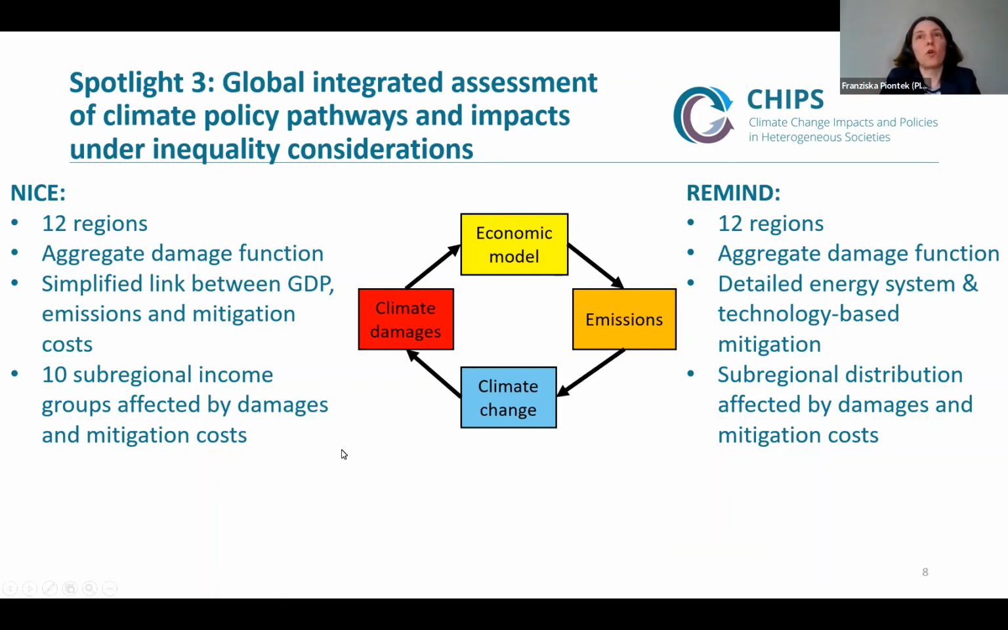But then we also want to close the loop of looking at the effect of these emissions on climate change, on the damages, and how that again feeds back into our socioeconomic system. So that's what we call integrated assessment. And we now bring in the component of distributional effects on the mitigation side. So how, for example, increased energy expenditures affect inequality, and on the damage side, how different income groups are affected differently by damages. We use two integrated assessment models.